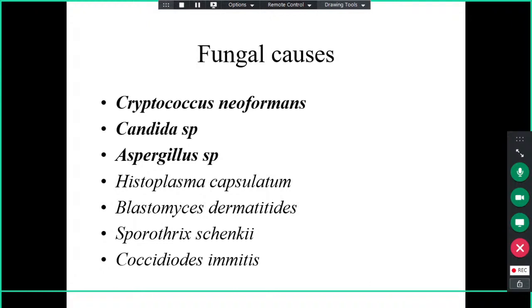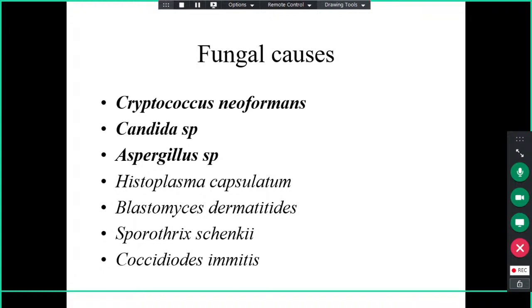meningitis mainly in HIV positive patients or other immunosuppressed patients. It can cause infection in hematological malignancy patients also. If a patient has had a transplant, then also they can get infection, or if a patient is taking steroids for a very long time, then also. Candida we see is the second most common cause, and Candida usually we see in children, adults also, it can cause chronic meningitis, but mostly premature babies.